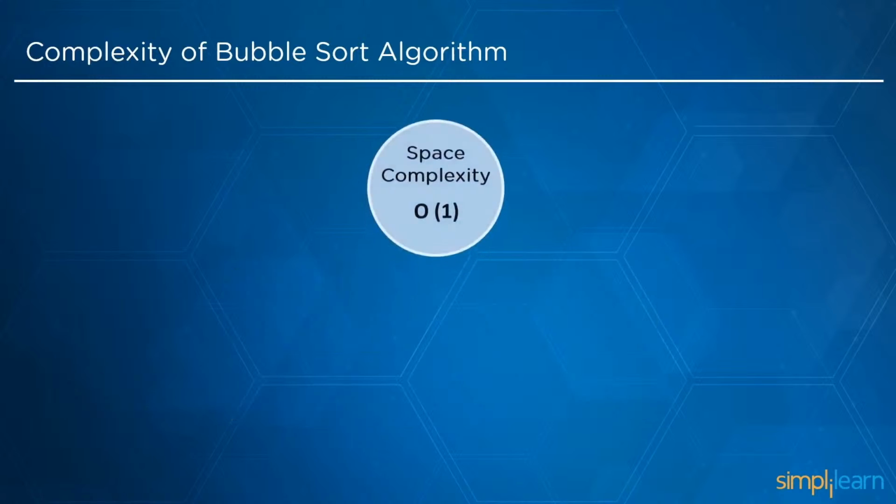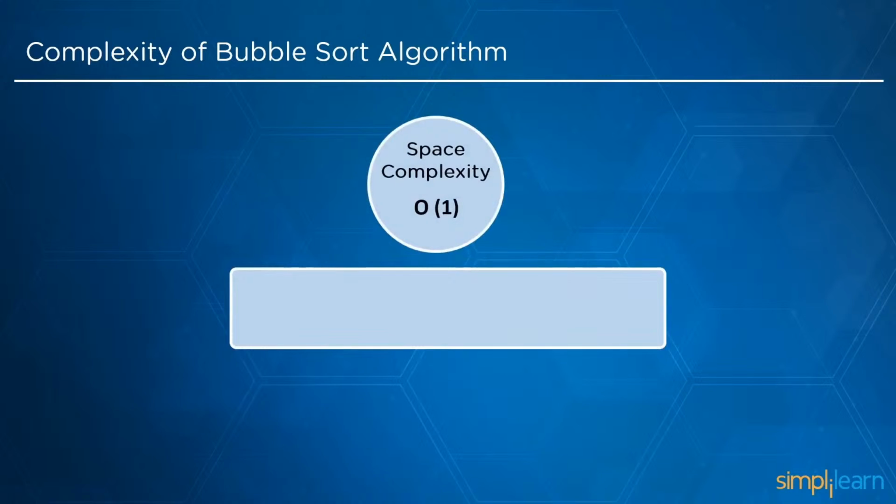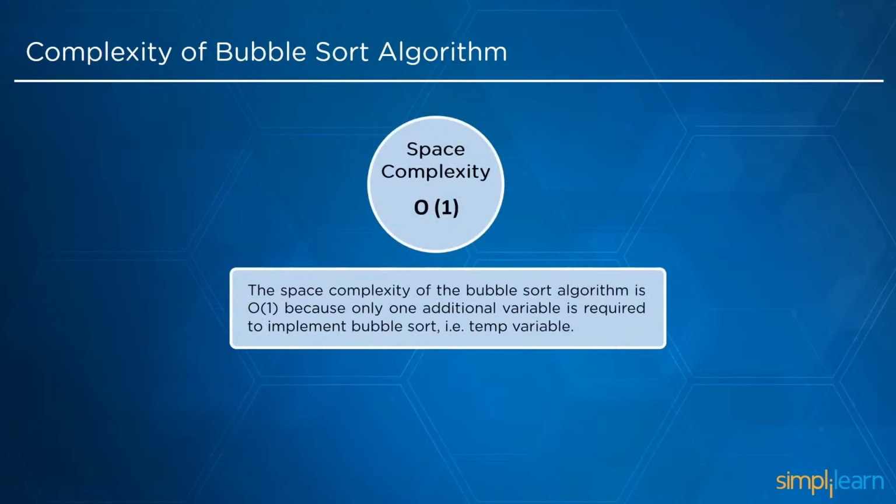Lastly, we have space complexity. The space complexity of bubble sort algorithm is O of 1 because only one additional variable is required to implement bubble sort algorithm, that is temporary variable.